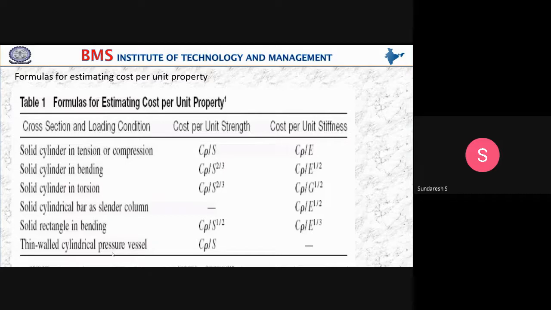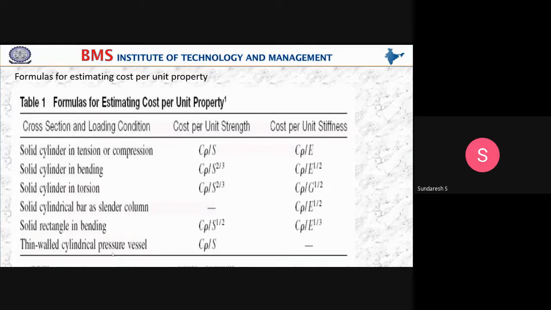The same thing will be posted in your Google Classroom, but this is very important. Please make a note of this formula so that it will be useful for calculation and for solving problems. I want everybody to note it down. I will give you just 2 minutes. Make a note of this table and the formulas for different cross-sections and loading conditions.